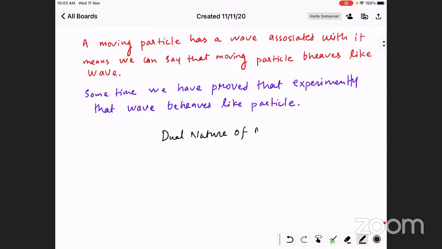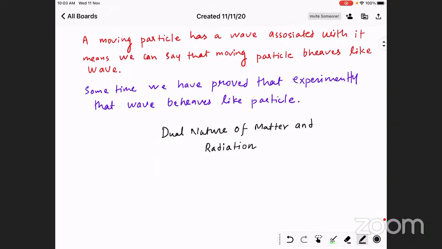Dual nature of matter and radiation. Radiation means wave. Okay. So sometimes radiation will behave like a particle and sometimes matter, means particle, will behave like a wave. Okay. So we will start this chapter with the photoelectric effect.